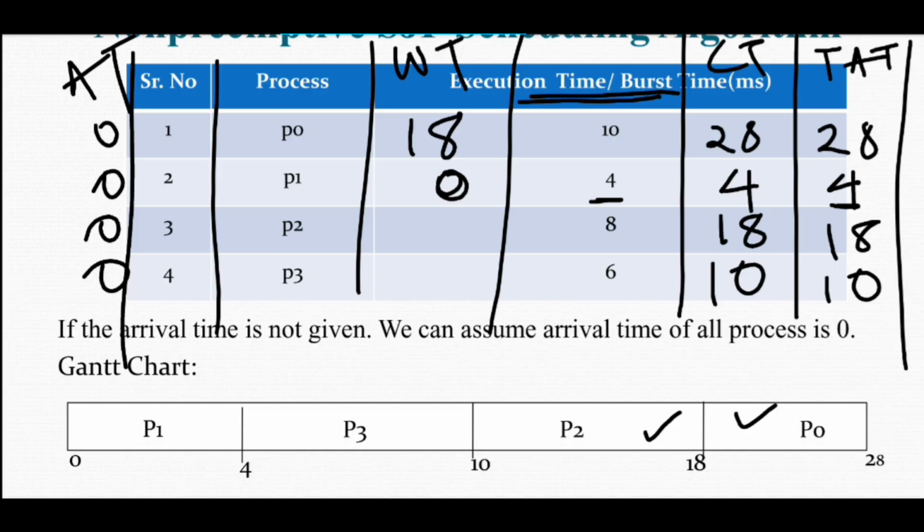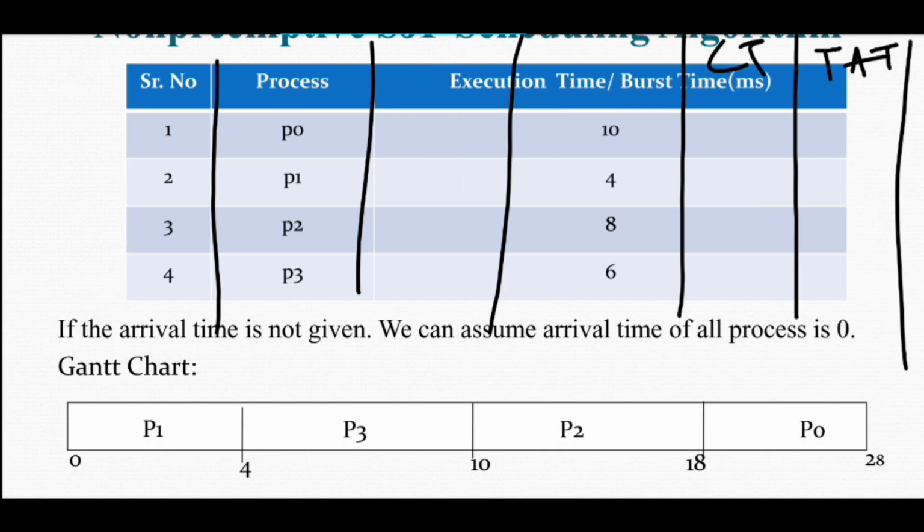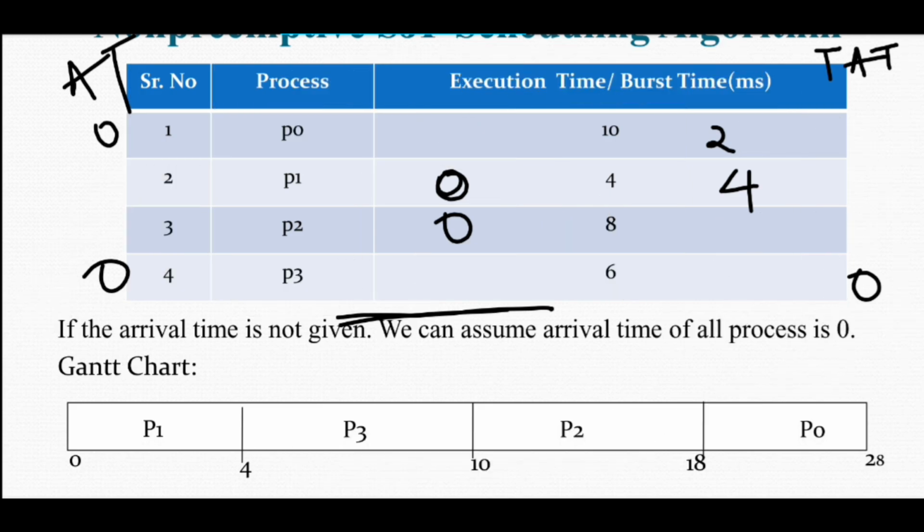P1 came and entered the system. Then P2 has turnaround time 18 and executed for 8 seconds, so P2 waited for 10 seconds. Then P3 turnaround time is 10 and execution time is 6. It executed for 6 seconds and waited another 4 seconds. Then you can find average waiting time and average turnaround time. It's a bit easier to find.